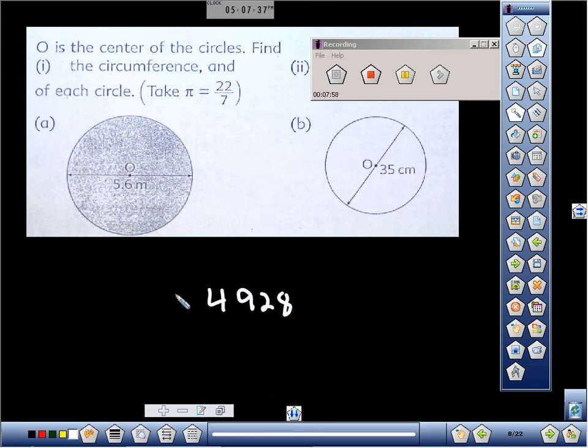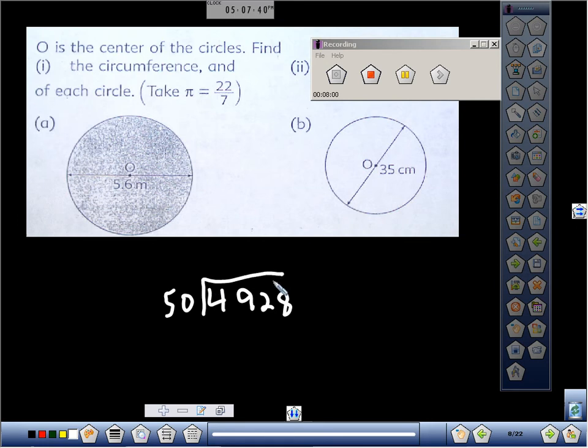4,928 divided by 50. We want to go 50 into 490, so 9 times 5 is 45. So we're going to put a 9, 450. That's a 2, that's a 4. I'll bring down the 8.